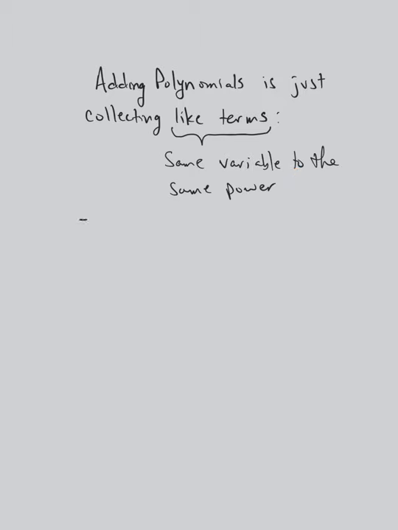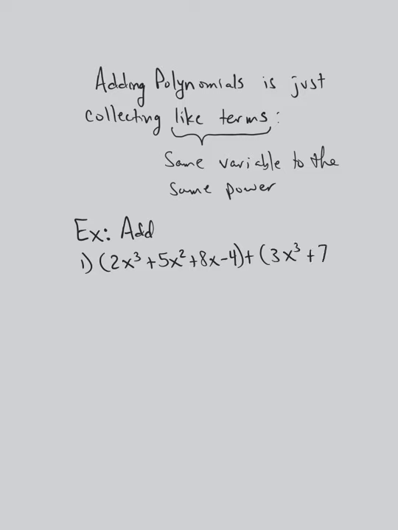So let's look at an example of what I'm talking about here. Okay, and so we'll do a few of these. In most books they'll put these in parentheses at first, but say I have 2x to the third plus 5x squared plus 8x minus 4, and then I want to add on to that 3x to the third plus 7x minus 12. Okay, so here's the key thing about adding polynomials. If you're just adding, you can just drop the parentheses. There's nothing to distribute or anything.